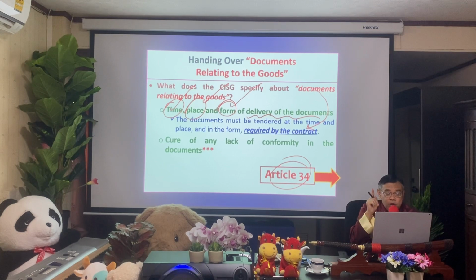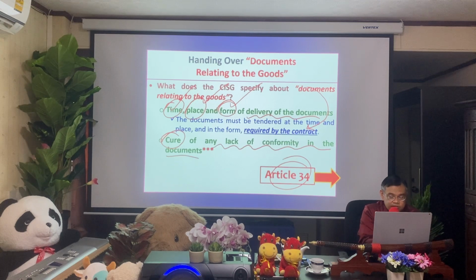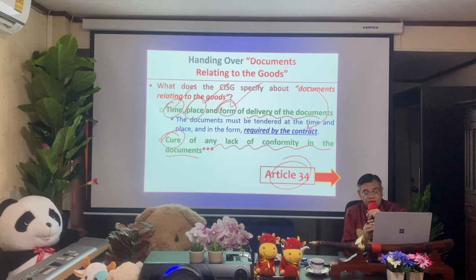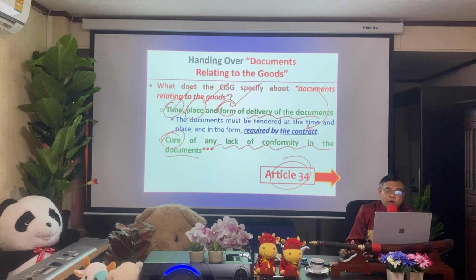But one more thing, which is very important, which the CISG places particular importance on, is the cure of any lack of conformity in the documents. If the documents relating to the goods do not conform with the contract, that is a lack of conformity in the documents.